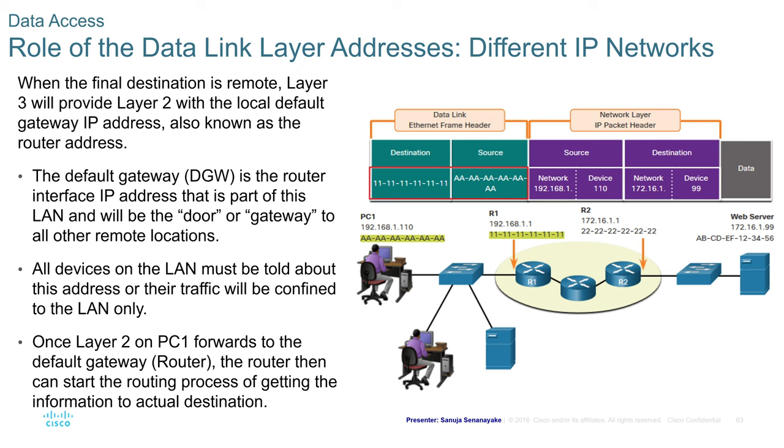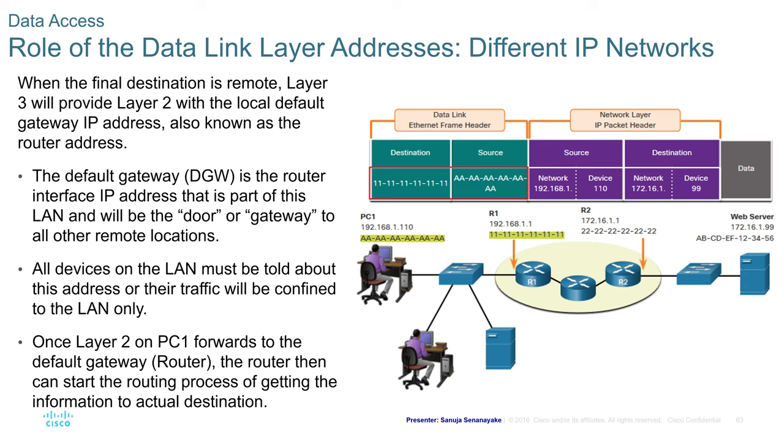Remember the OSI model? The different layers, layer 1 to 7. So this is what we are using here. The default gateway, or DGW, is the router interface IP address that is part of this LAN and will be the door, or the gateway, to all other remote locations. All devices on the LAN must be told about this address or their traffic will be confined to the LAN only.